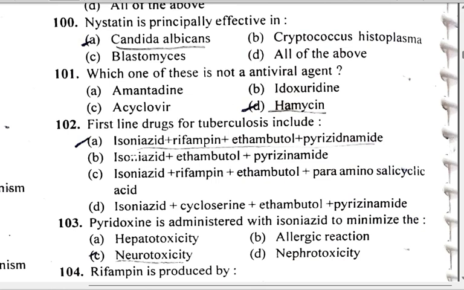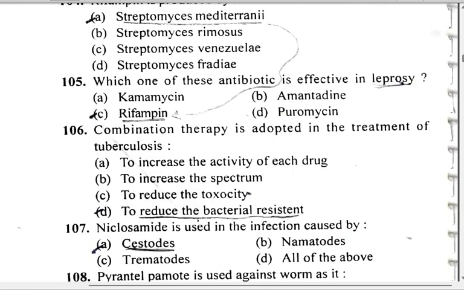Which one of these is not an antiviral agent? That is erythromycin. First line drugs for tuberculosis include isoniazid, rifampin, ethambutol, and pyrazinamide. Pyridoxine is administered with isoniazid to minimize the neurotoxicity. Rifampicin is produced by Streptomyces mediterranei. Which one of these antibiotic is effective in leprosy? That is rifampin. Combination therapy is adopted in treatment of tuberculosis to reduce the bacterial resistance.